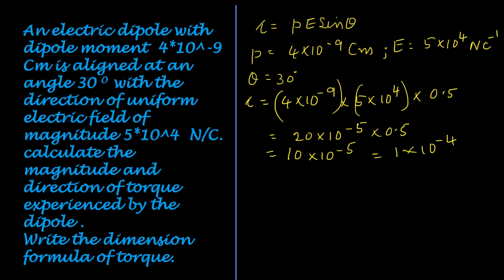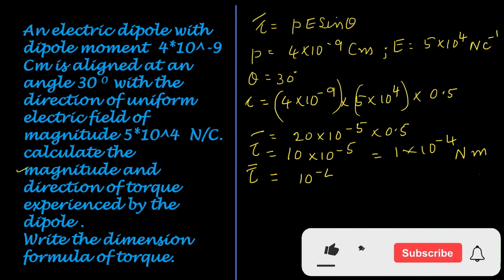What is the unit? This coulomb and this coulomb will get cancelled. So what remains is Newton and meter. So it becomes Newton meter. Torque is equal to 10 raised to minus 4 Newton meter.